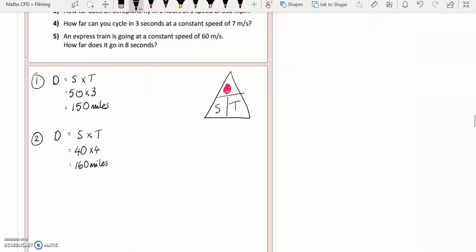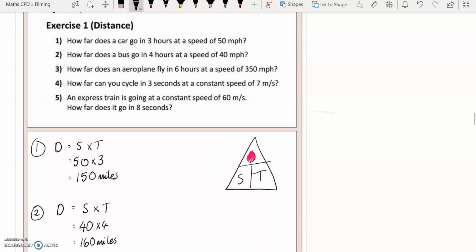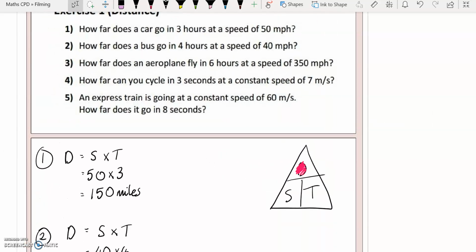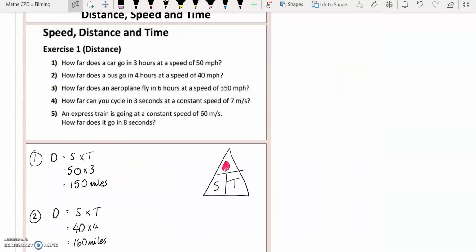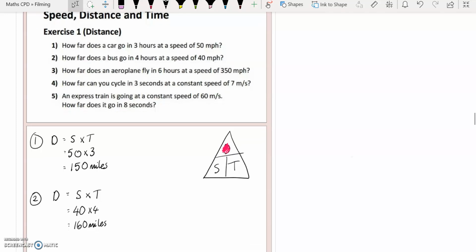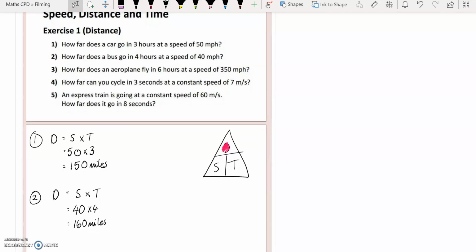It's not always going to be miles. It depends on the units. In number 3, it's miles per hour, so that'll be miles. In number 4, that's m/s, that's going to be meters per second. And number 5, it's going to be meters as well for a distance. So I've done the first 2. You should be able to do the rest of exercise 1. I'd suggest pausing the video and having a go at those.